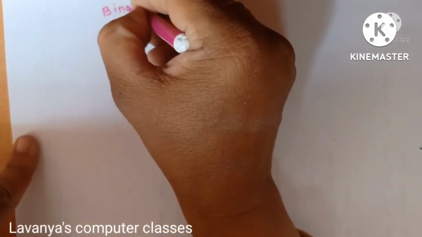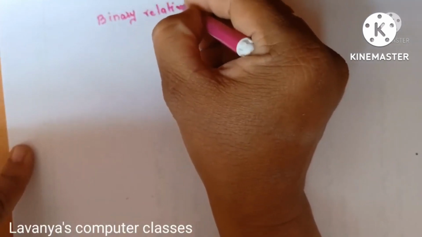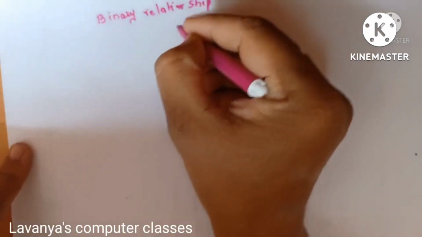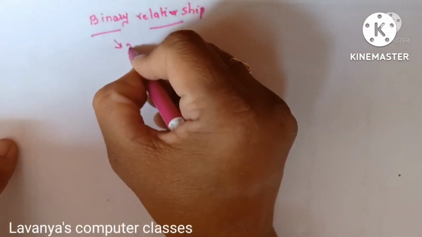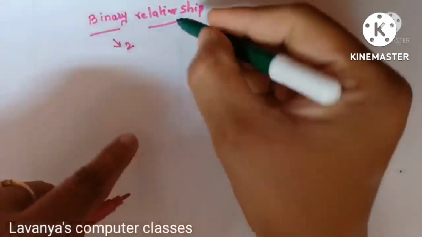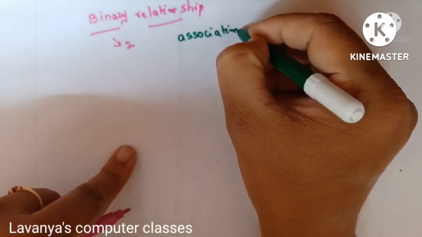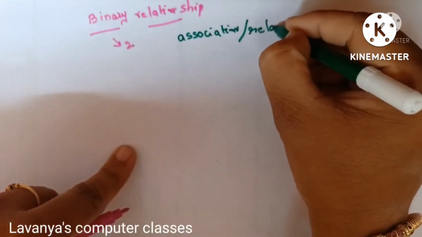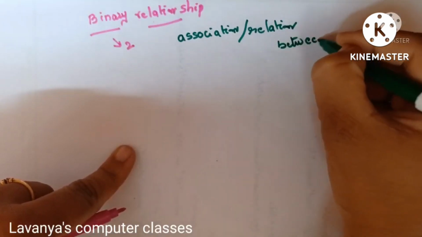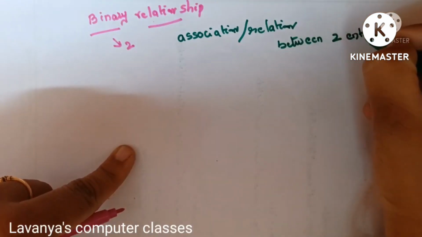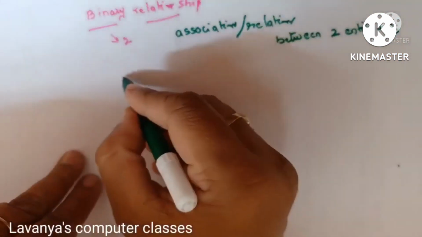Second is the binary relationship. The second category of relationships is the binary relationship. Binary means 2. So in this relationship, 2 entity sets are participated. The association or relation with 2 entity sets is known as a binary relationship. Association between 2 entity sets is known as a binary relationship.